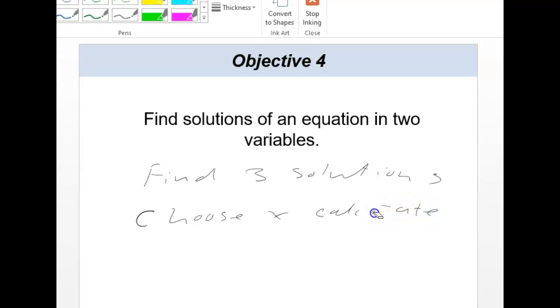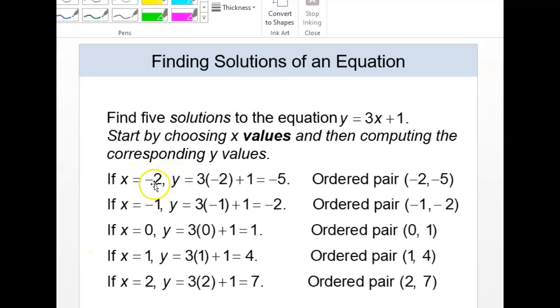I am sorry, that is a lousy way to write the word calculate. Let me fix that. These will get better as we go on. I promise, I hope. Calculate. There we go. Calculate y. That's what we're going to see in the next slides. I'll have to explain them because it's all typed in already. So, you were asked to find 5 solutions to the equation y equals 3x plus 1.